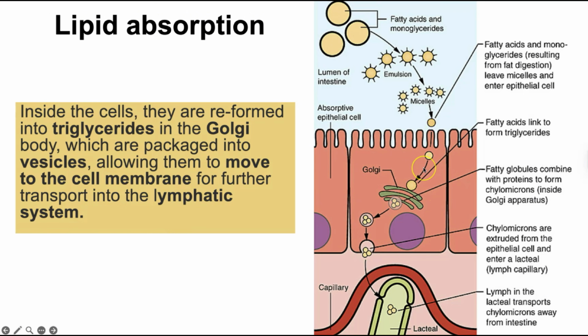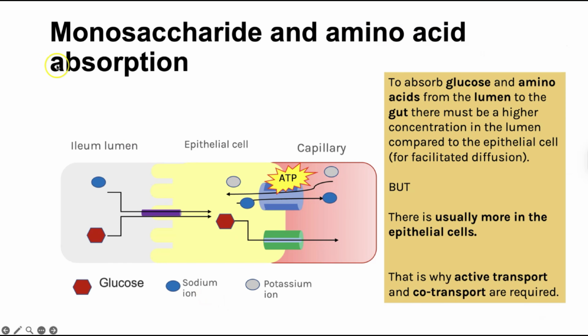Once absorbed into the cell, they are reformed into triglycerides, and that happens in the Golgi body. The triglycerides are packaged into vesicles, and those vesicles move towards the cell surface membrane on the other side and fuse with the membrane. It then releases the triglyceride, which is picked up by a lacteal rather than the blood in the capillaries, and that is the end point of the absorption.